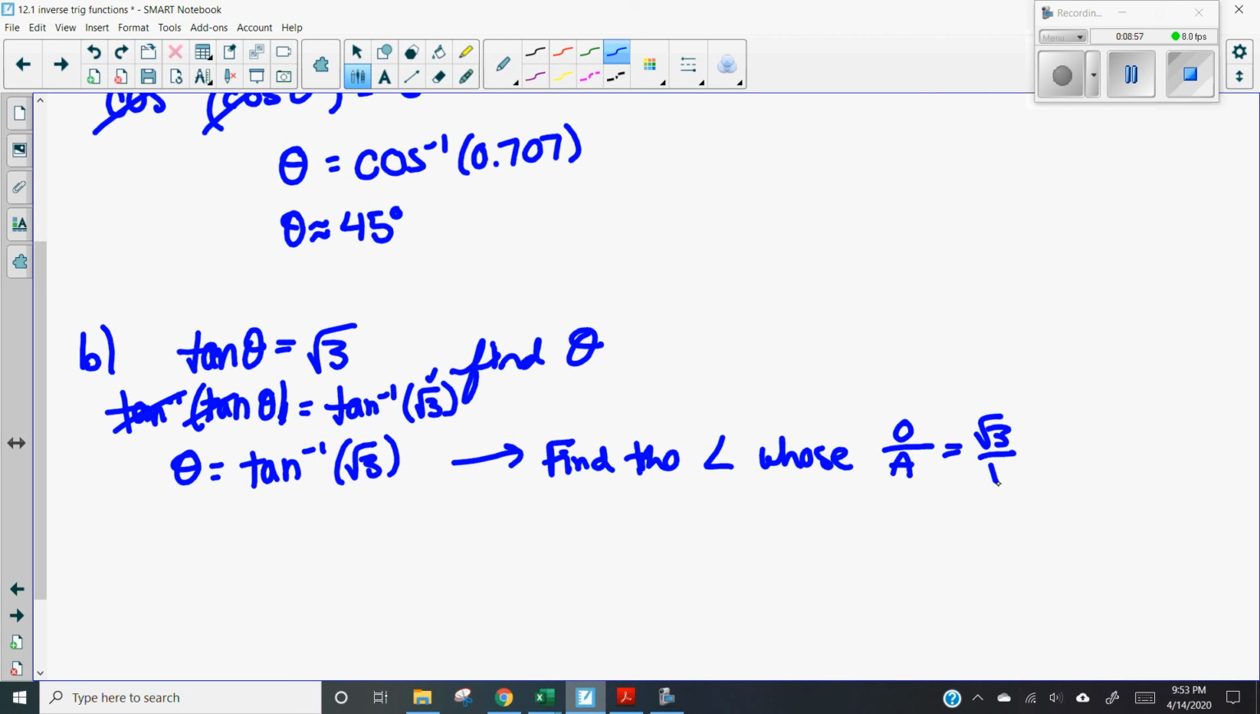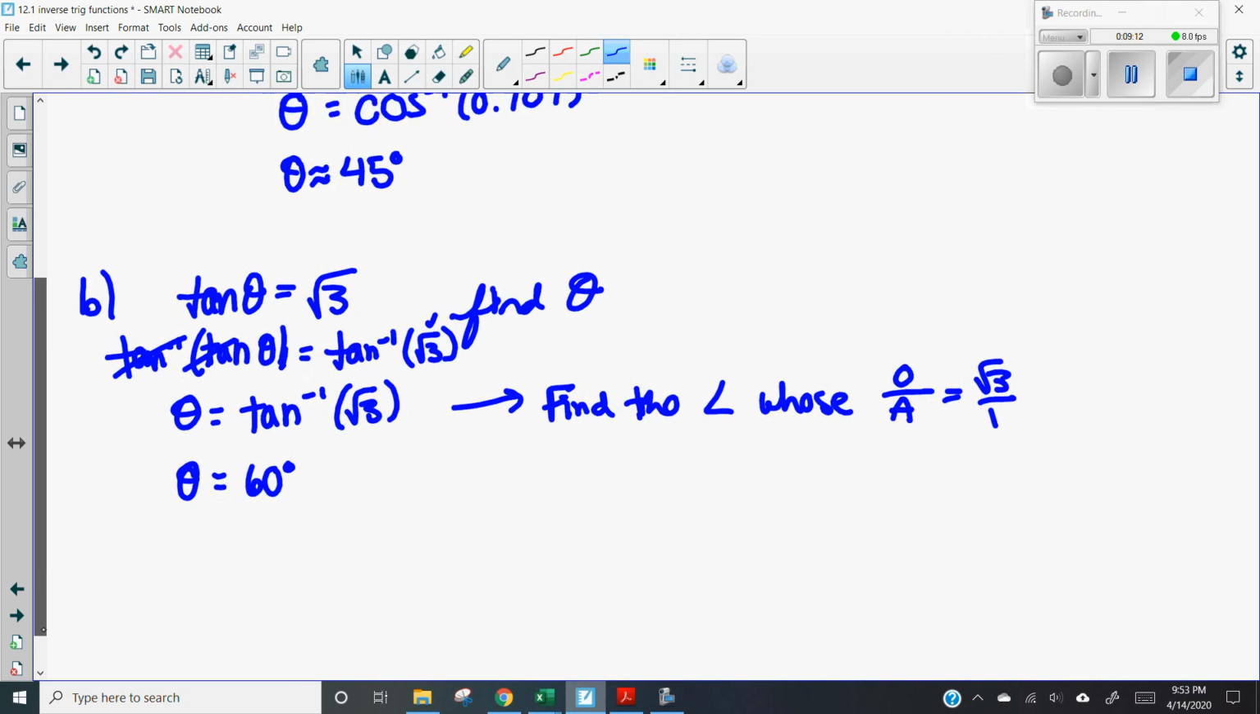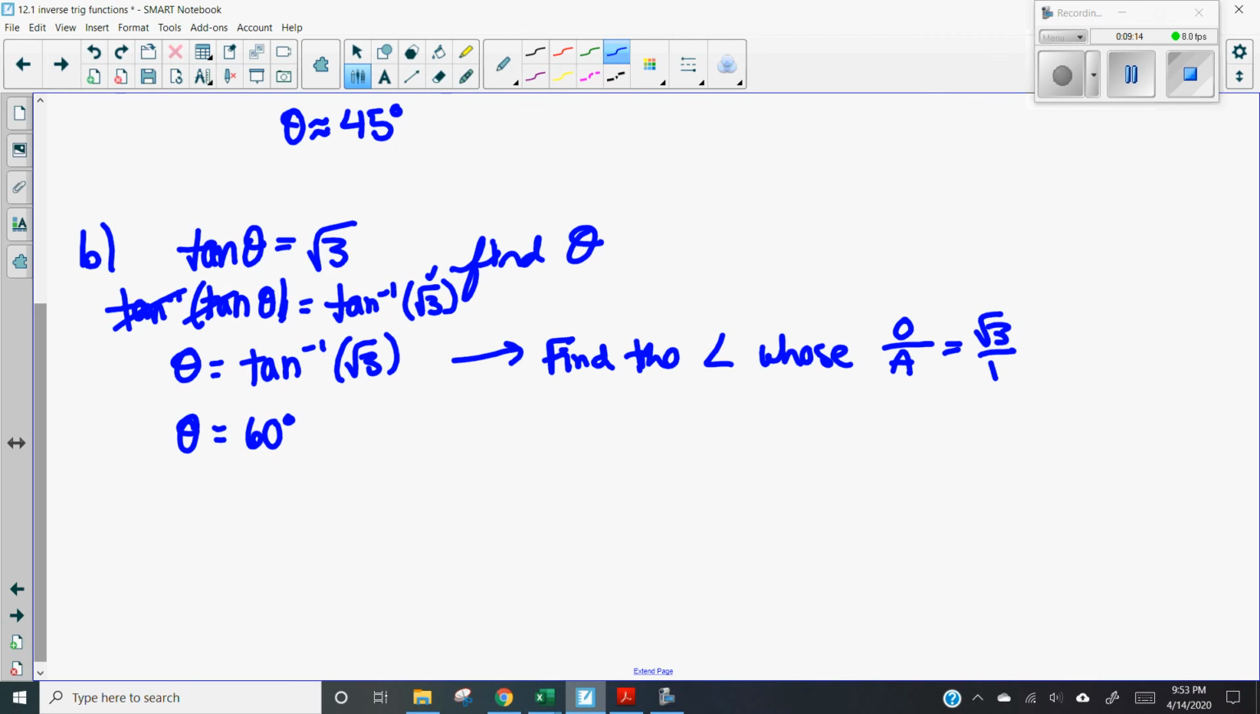Put it over 1 if that helps. I think it's helpful in this case to think of that as a fraction. Now in the calculator, you're just going to plug this in. You should notice that you actually get exactly 60 degrees. Hopefully these numbers are looking somewhat familiar. Let's think about the special right triangle that has these numbers in there.